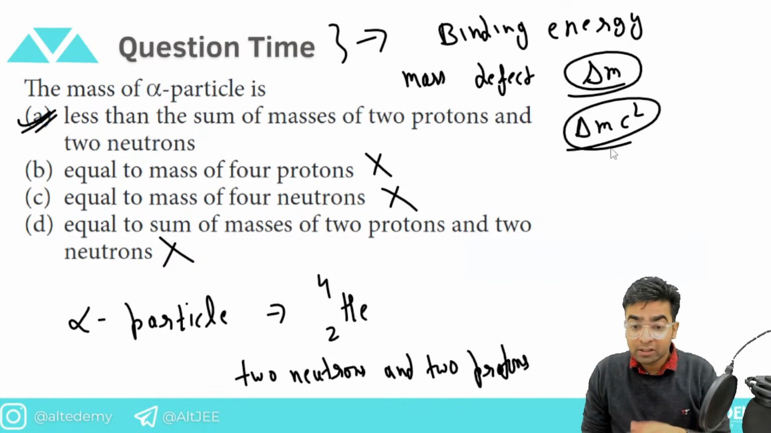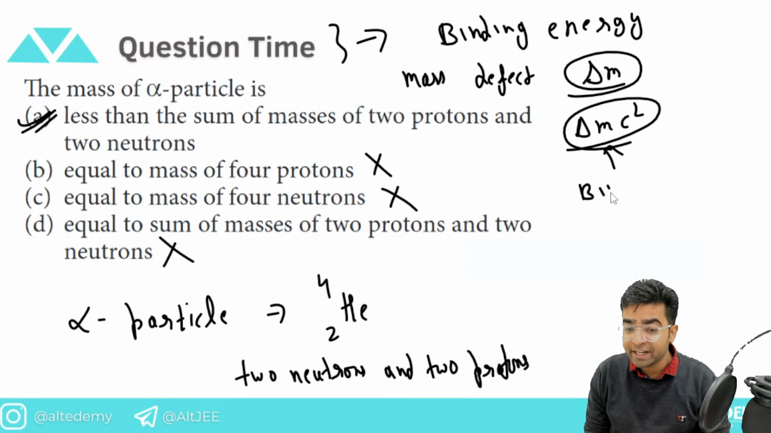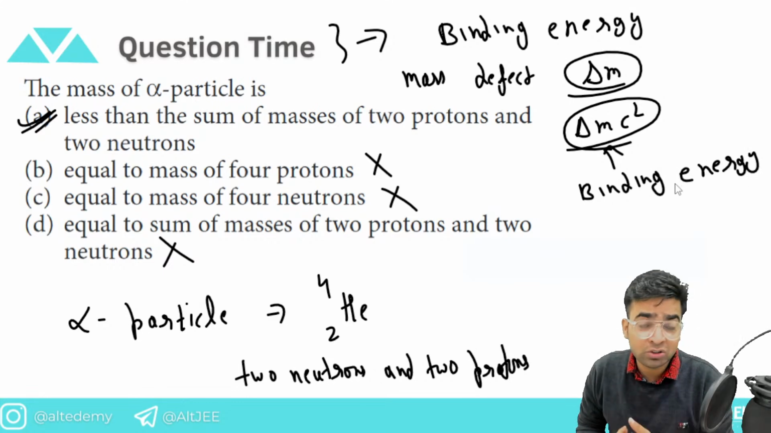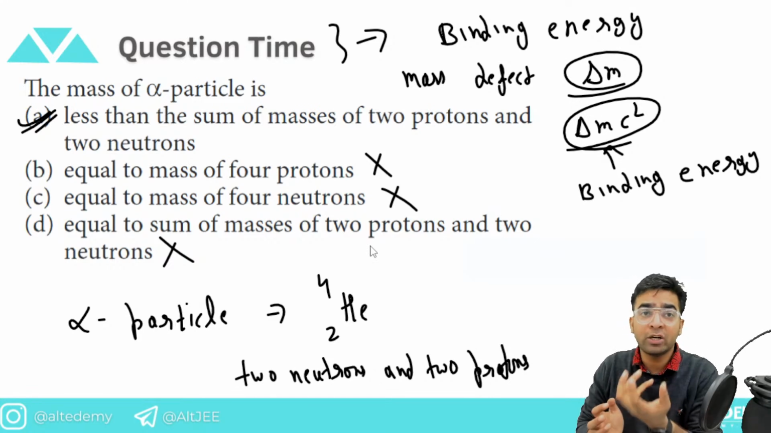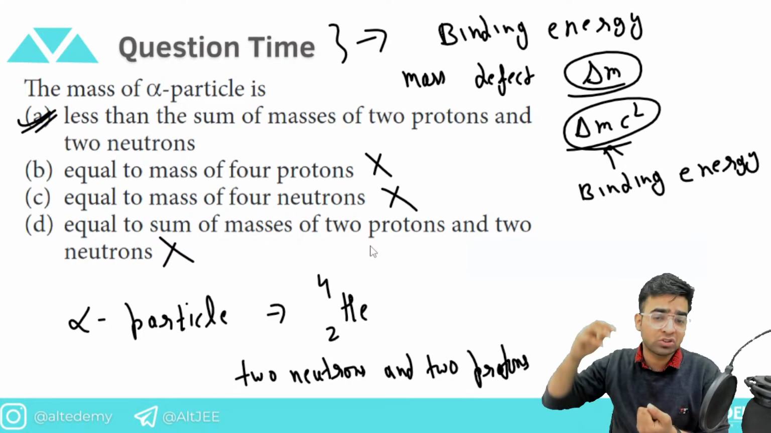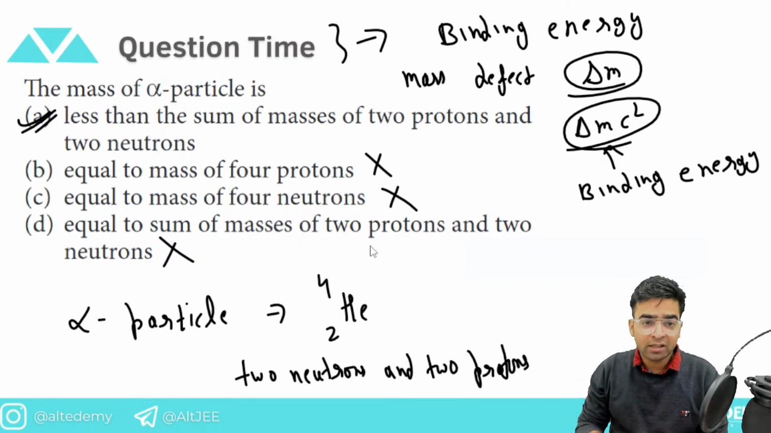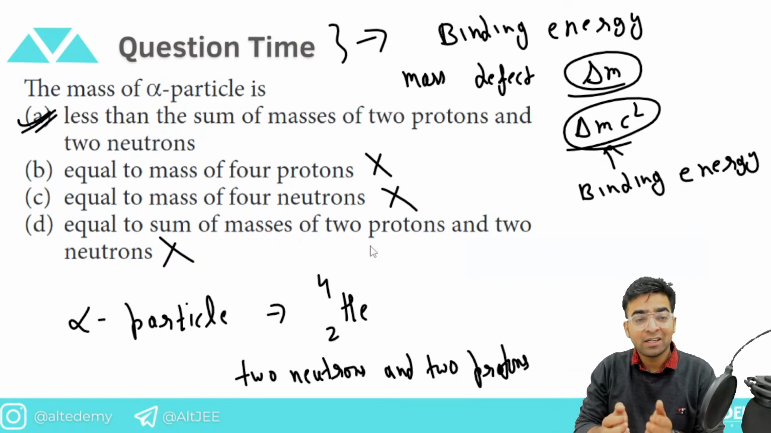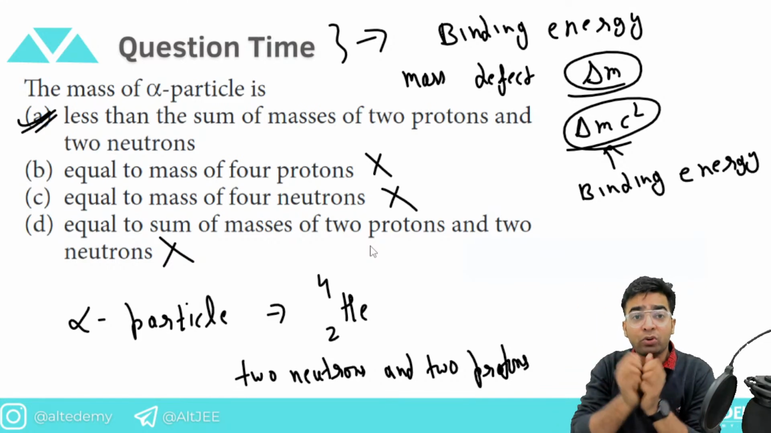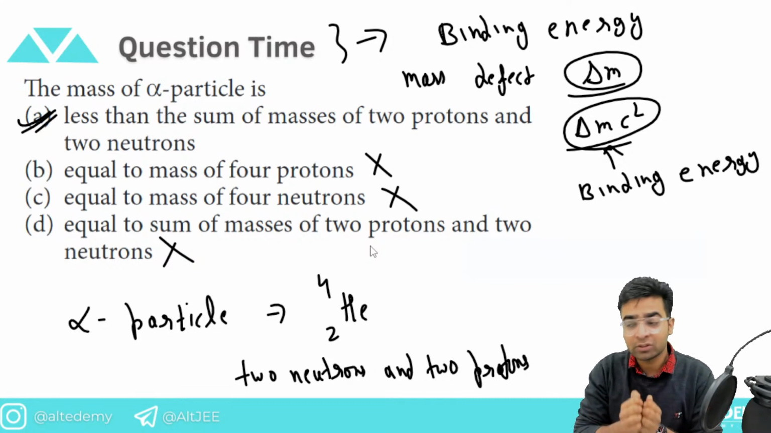Delta M C square. This energy is called what? Binding energy. This energy gets lost to bind the nucleus. Sorry, to bind the nucleus. So this energy gets lost, and this energy binds the nucleus as it is.